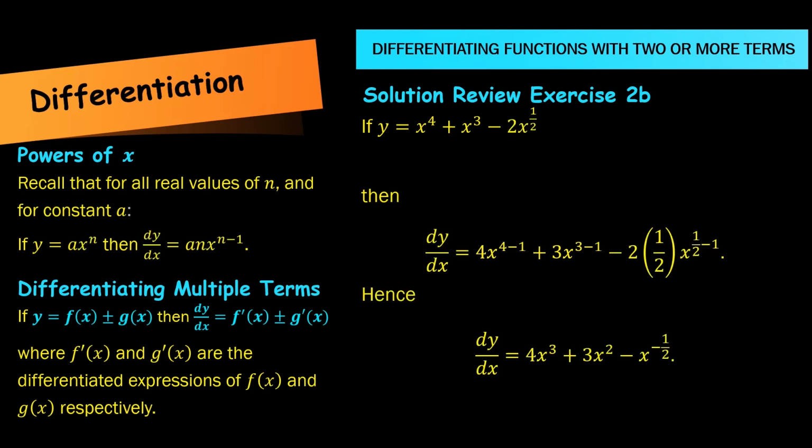And so simplifying this expression gives us 4x cubed plus 3x squared minus x to the minus a half. And so we have our expression for dy/dx.